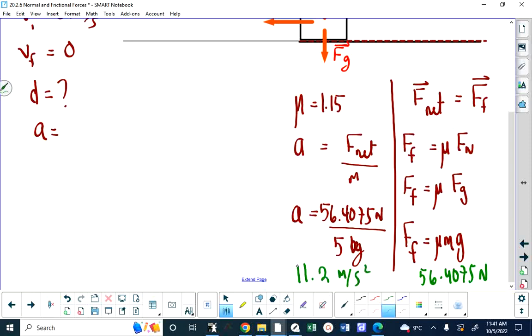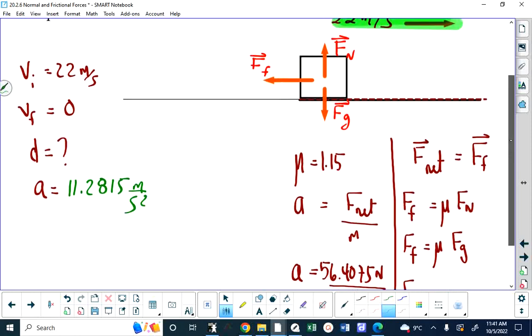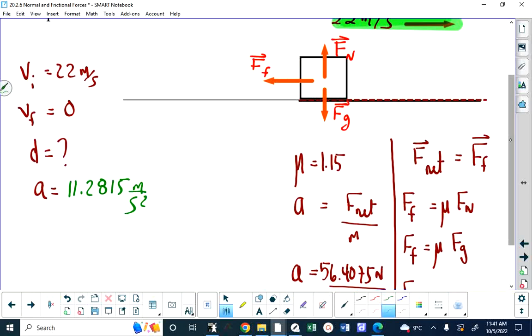We can put that in our list up here. Want to carry all the decimals. I just wrote 11.2 there. It's closer to 11.3. Now we can use the VF squared equals VI squared plus 2AD to find the distance, finally getting the problem done. All this thinking up here is so that we know what force is what. So we can use VF squared equals VI squared plus 2AD.